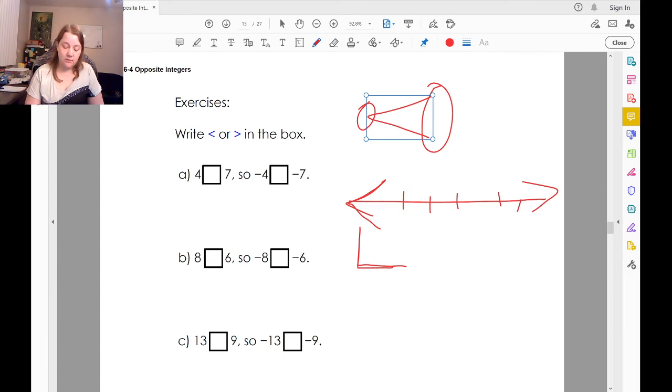So negative 4, negative 7. Well, 7 is bigger than 4. So that means that negative 4 has to be bigger than negative 7 because of the way that the number line works. 8 is bigger than 6. So negative 8, negative 6. Well, I'd rather lose $6 than lose $8. 13 and 9, I know which one's bigger there. Negative 13, negative 9. I'd be deeper underwater if I'm 13 feet underwater. Look at how when we change the negative positive sign, the greater than less than sign also reverses.